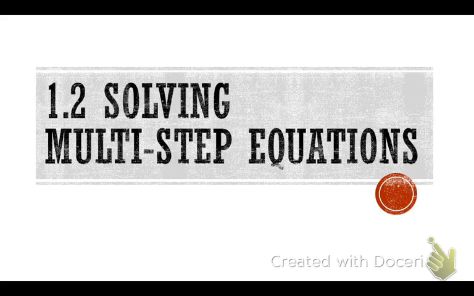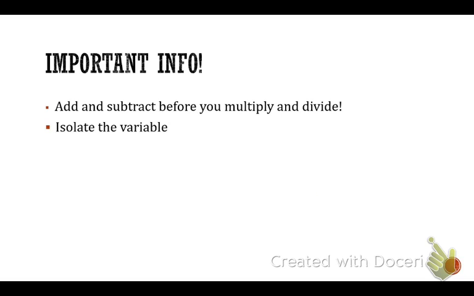All right, so today we're solving multi-step equations. The difference between today's lesson and yesterday's lesson is there's going to be more than one step to get x by itself, to get that variable by itself. I tried to make it as basic as I could while still getting my point across.